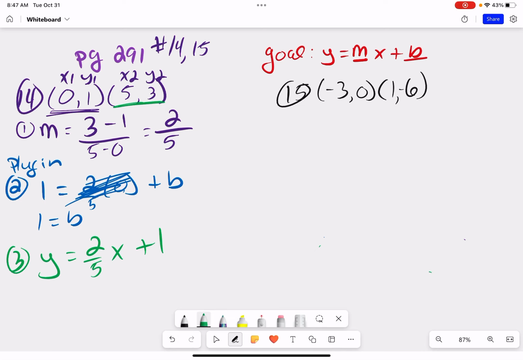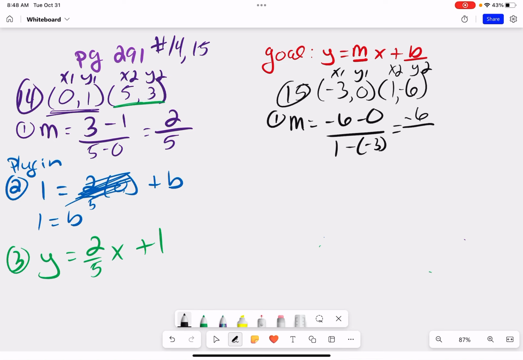All right, let's go ahead and take a look at number 15. Number 15, again, step 1, solve for slope. We got x1, y1, x2, y2. Go ahead and plug it in. So y2 is negative 6 minus 0, and then 1 minus a negative 3. Negative 6 minus 0 is negative 6. Keep change. 1 plus 3 is 4. And then this reduces to negative 3 over 2. So watch that negative sign. You have to have it there.